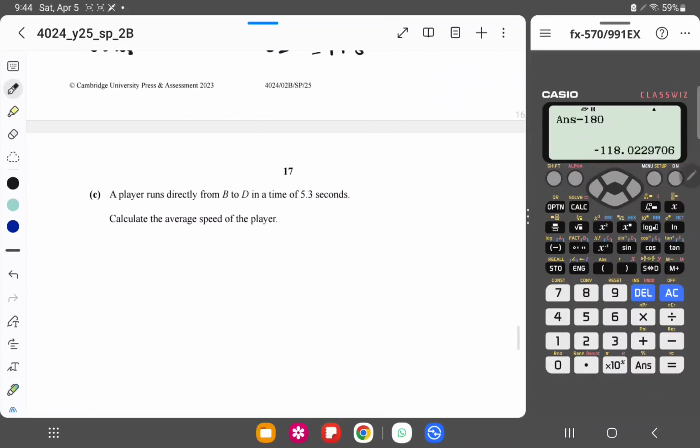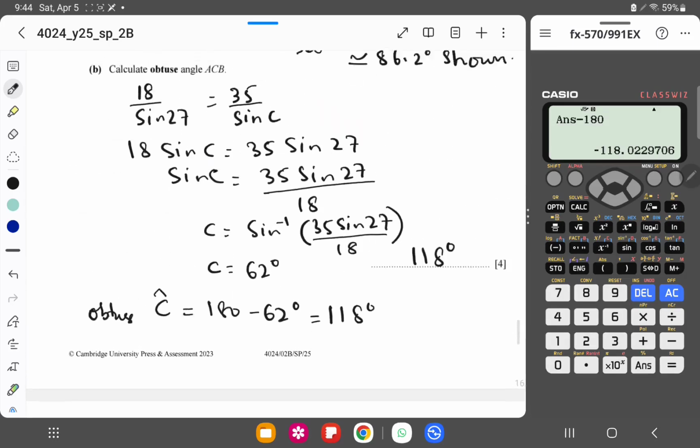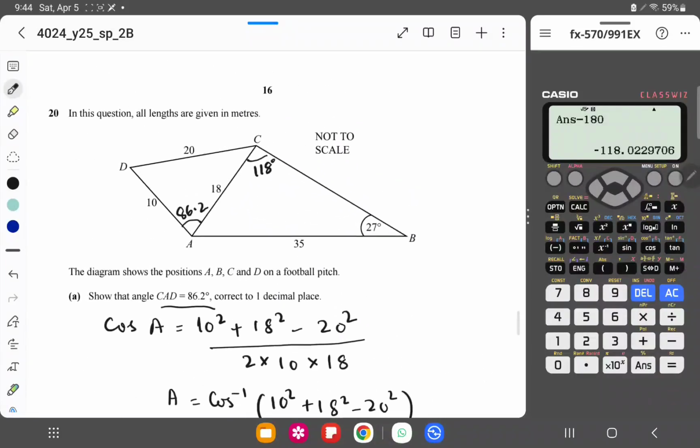The player runs directly from B to D in a time of 5.3 seconds. Average speed is required. Average speed is equals to the total distance upon total time. B to D directly. It's not like B to C and C to D. No, B to D directly, which means from here till here. Okay, so we can take this triangle to calculate the distance, but there is a problem.